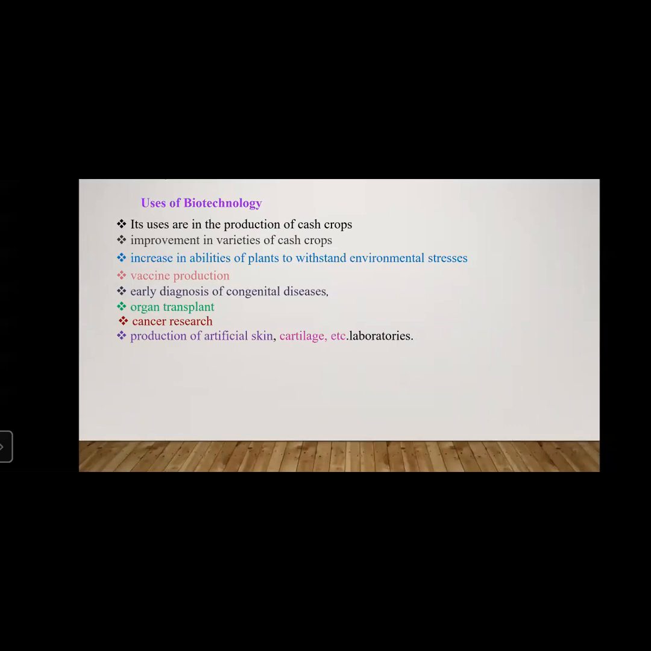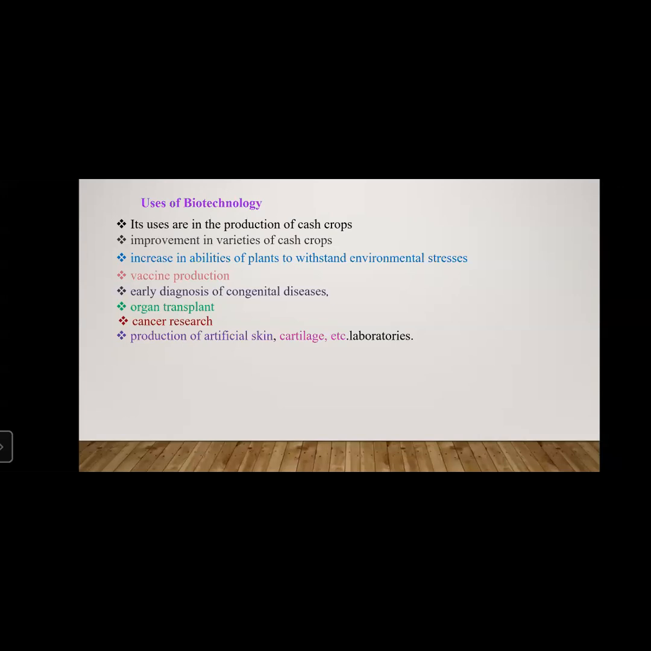Now, what are the uses of biotechnology? It is used for production of cash crops. Now, what are cash crops? The crops through which a farmer can gain a good income. They are known as cash crops. For example, sugarcane, jute, cotton, all these are cash crops. Improvement in the varieties of these cash crops increases the ability of the plant to withstand the environmental stresses.